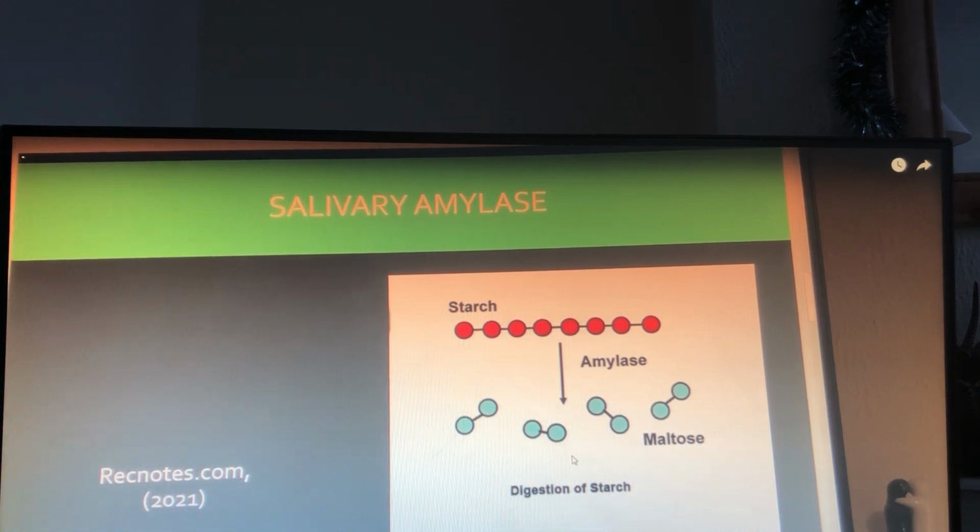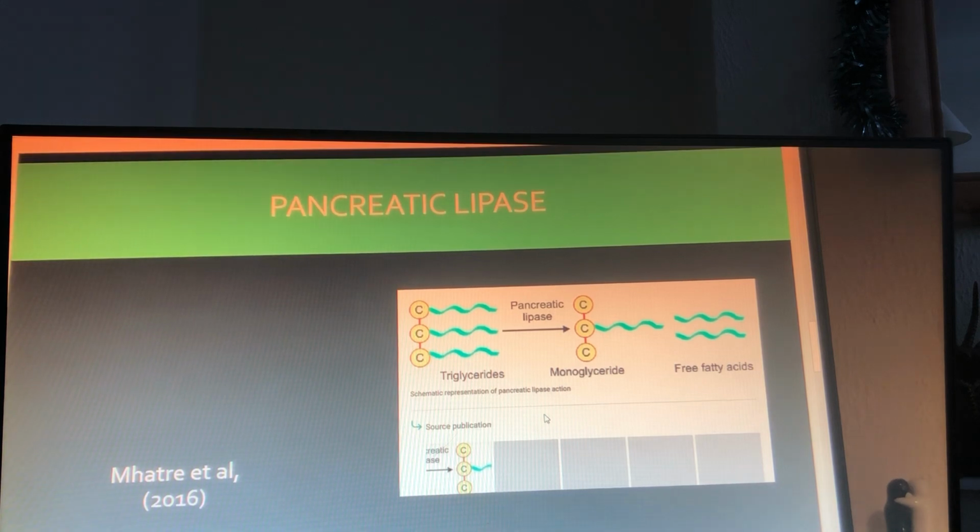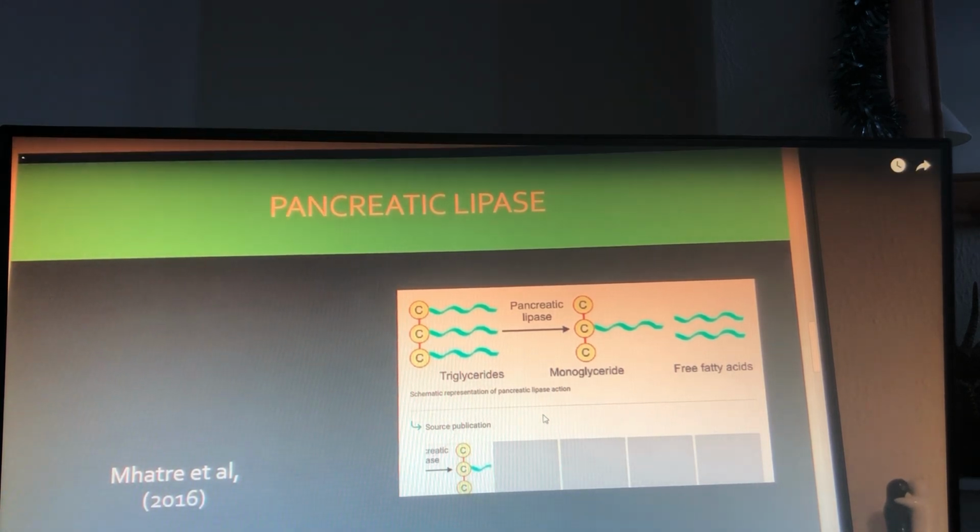Pancreatic lipase. Produced by the pancreas, it works in an alkaline environment and its role is to break down lipids, cholesterol and fatty acids. Hydrolysis. It is water-soluble, it is part of digestion, it acts in the duodenum and works with the bile.